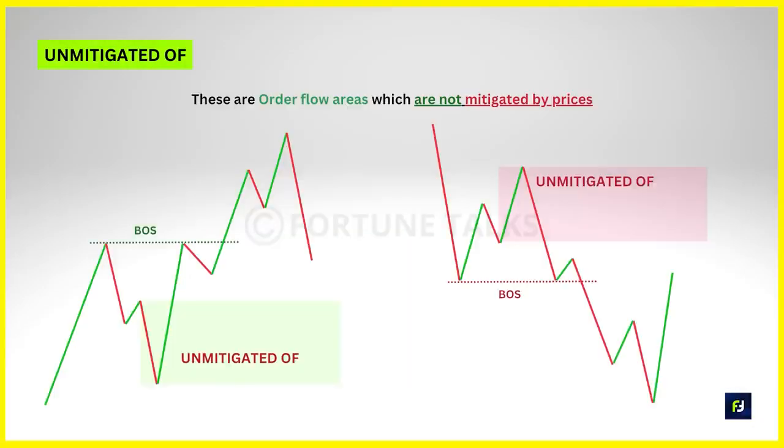The second type is unmitigated order flow. In this case, the price will not tap into the order flow, or the price will not mitigate the order flow. These are the order flows which are useful to us.